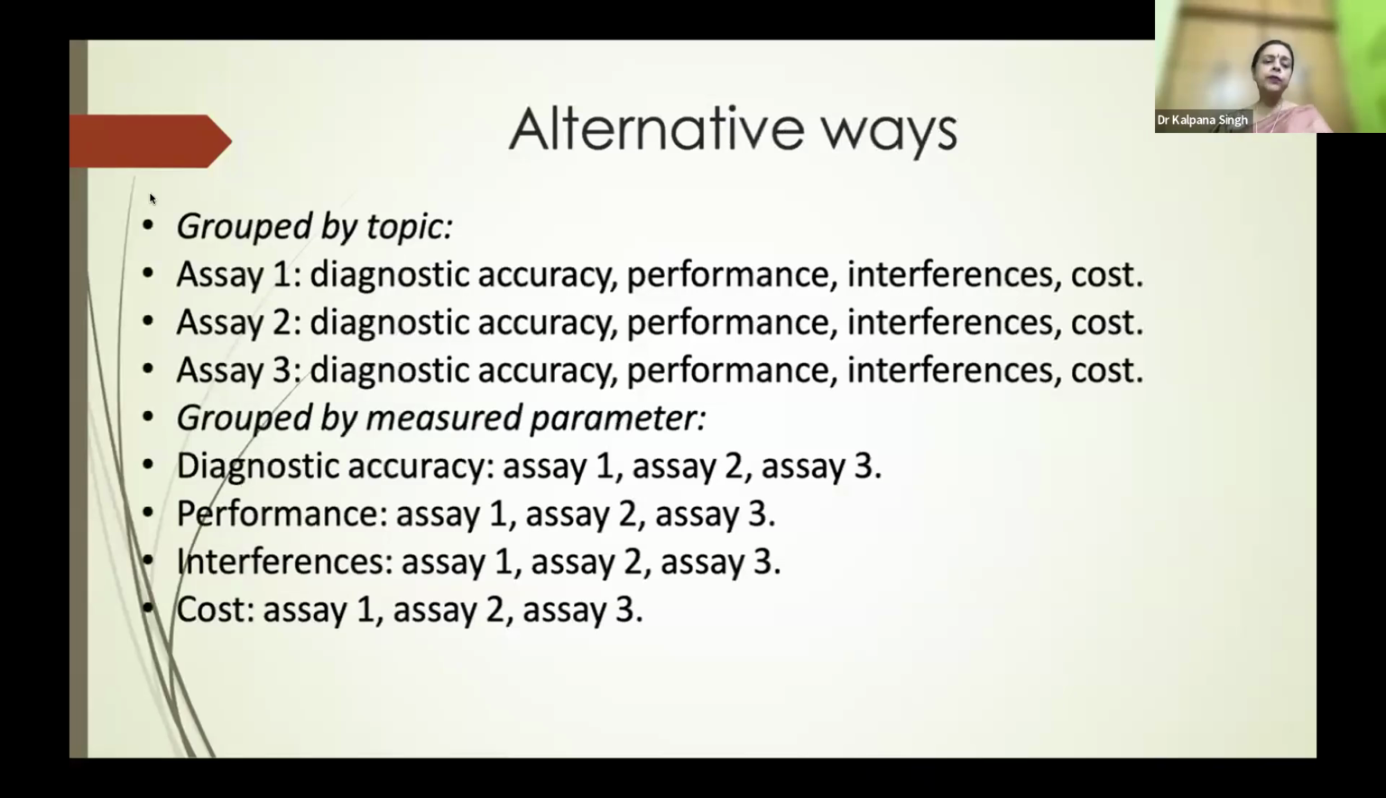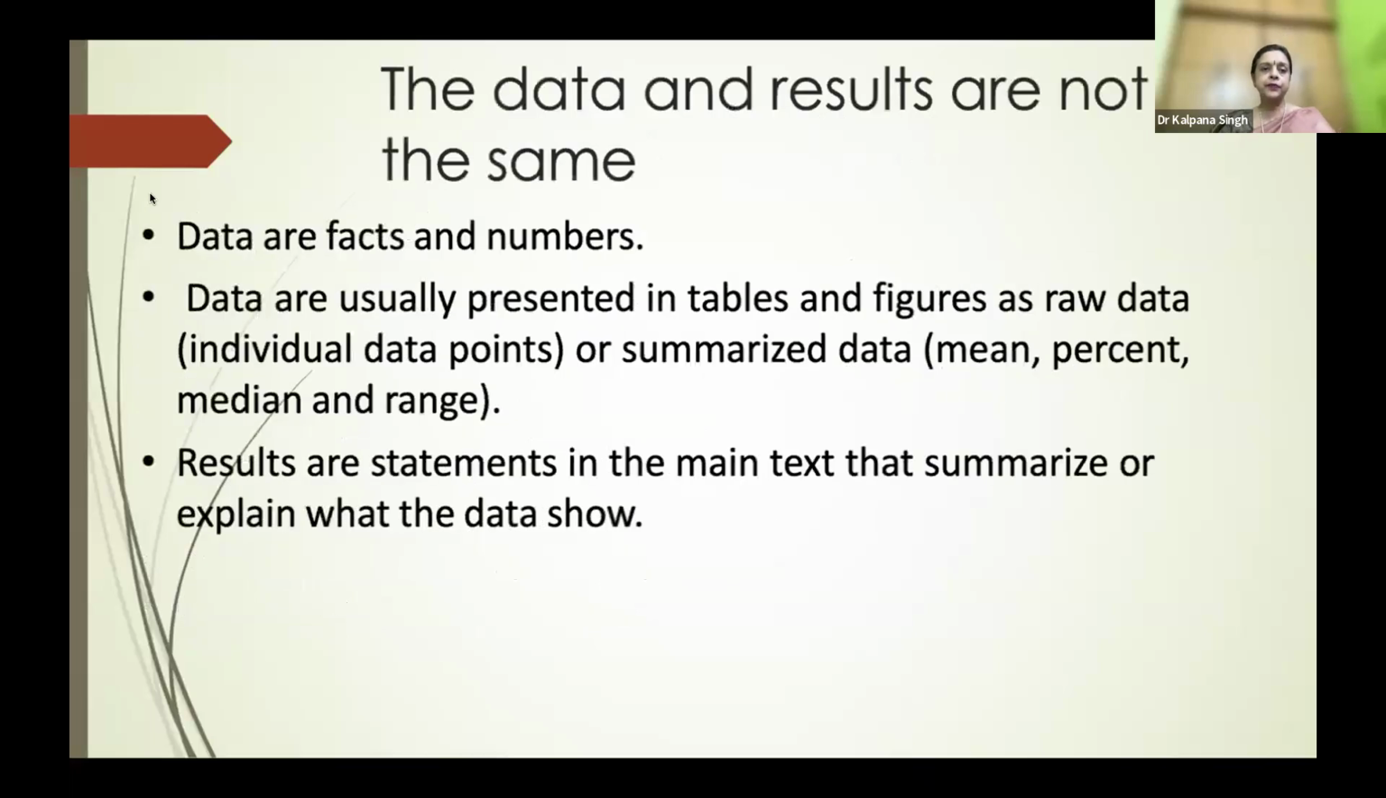Sometimes we can group them according to the different assays. If different assays have been used, then assay 1: diagnostic accuracy, performance, interference, cost. In this way the results are written. Sometimes it can be grouped by measured parameters: diagnostic accuracy of assay 1, assay 2, assay 3, then performance of assay 1, assay 2, assay 3. So there are various ways the writer can choose.